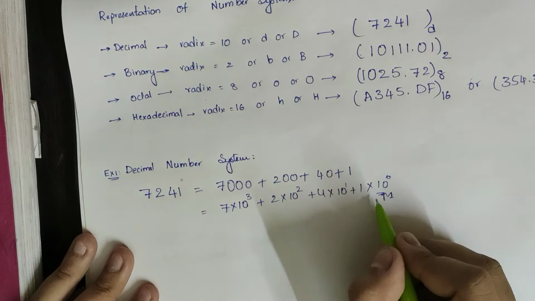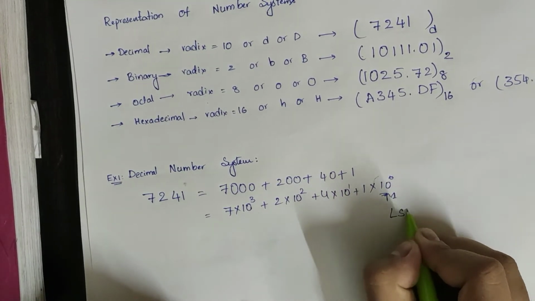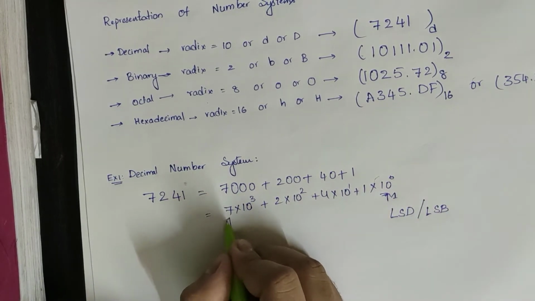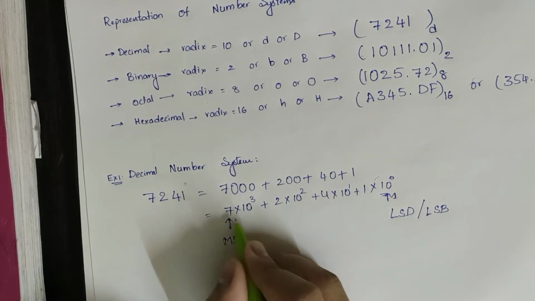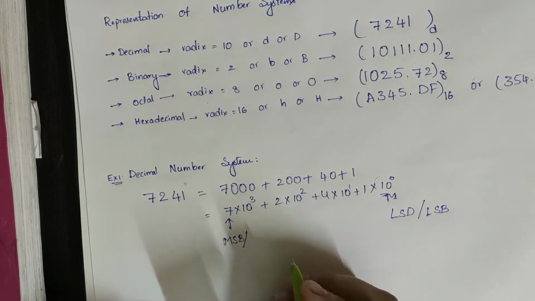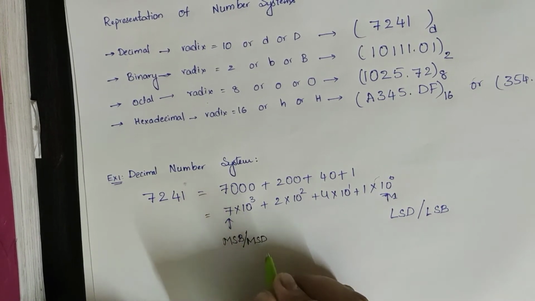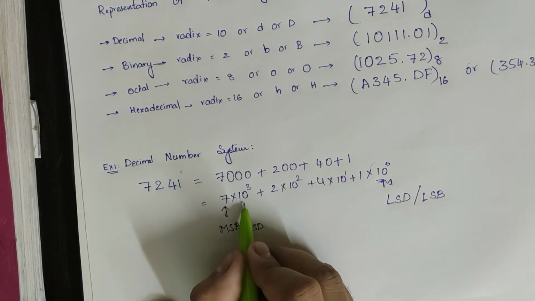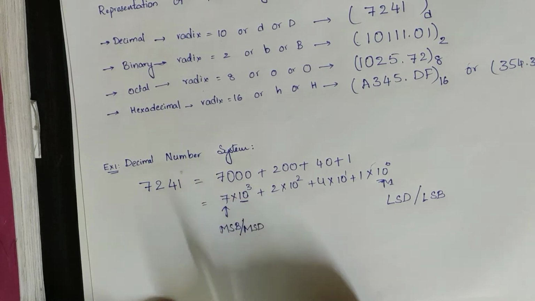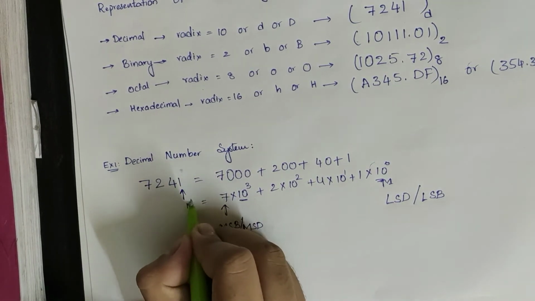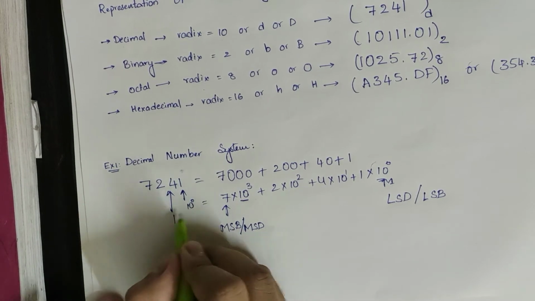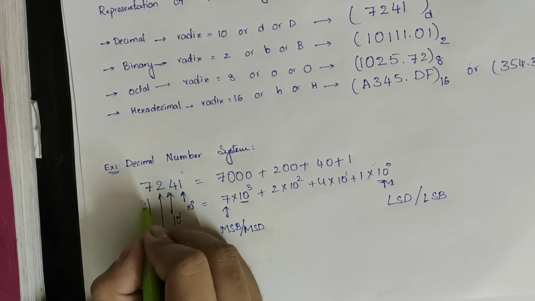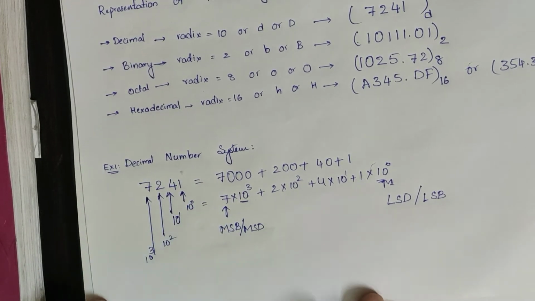So always at the units place you will have the least significant digit or least significant bit. And the leftmost digit is called the most significant digit. So in the decimal number system, each digit in the number will be expressed in terms of powers of 10. So this is 10 power 0. From the LSD you have to note this down: 10 power 1, 10 power 2, 10 power 3. This is how we will represent.